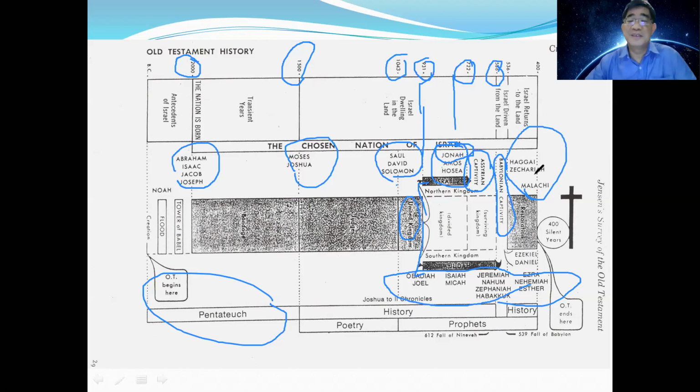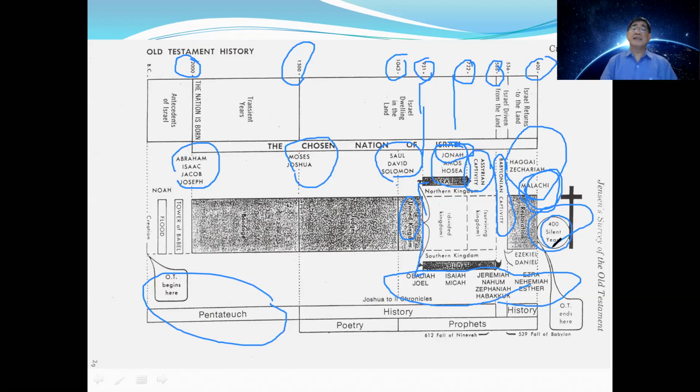Last question: what is the last book of the Bible? The answer is here, Malachi. Can you see Malachi here? The year is around 432, so we call it an estimated 400. The period after Malachi, no prophet spoke for 400 years. That's why we call these the silent years.